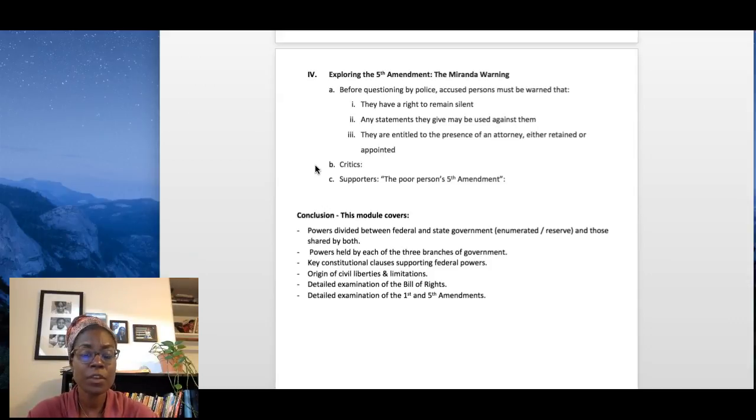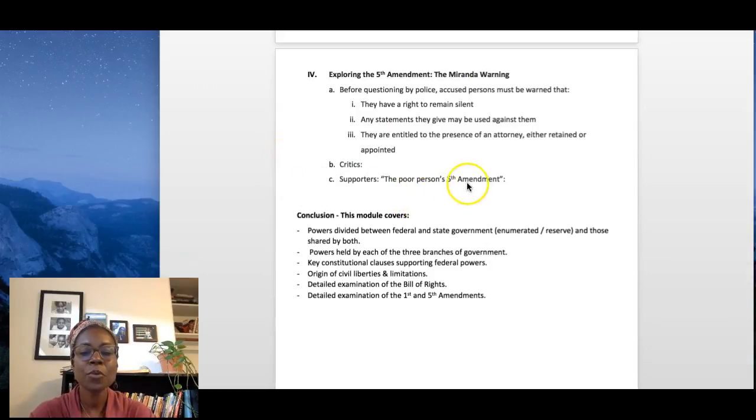Supporters of the Miranda warning say that it's the poor person's Fifth Amendment. And the explanation there is that all of us, all American citizens, are covered by the Fifth Amendment. And so the rights that are outlined in the Miranda warning, it doesn't create those rights. The Miranda warning is just reminding us of the rights that we already have.